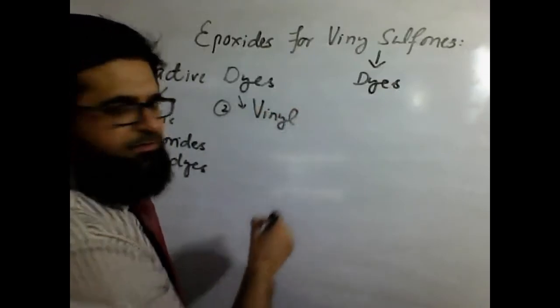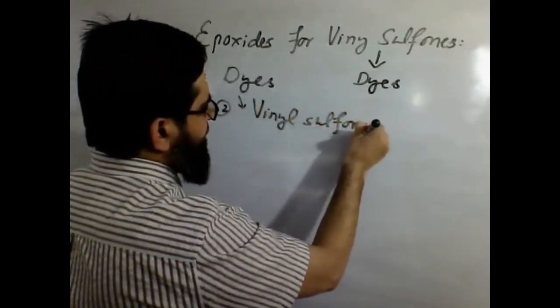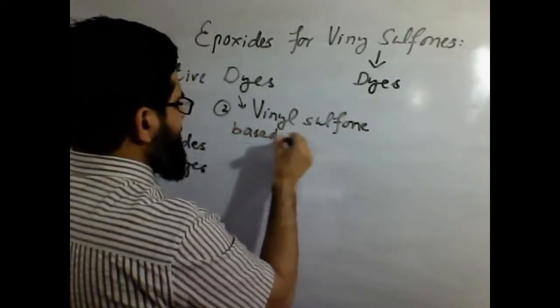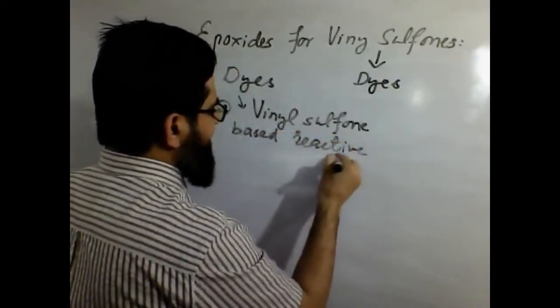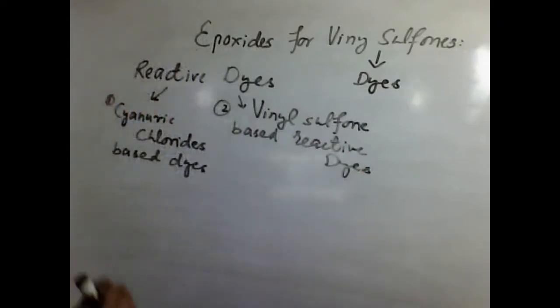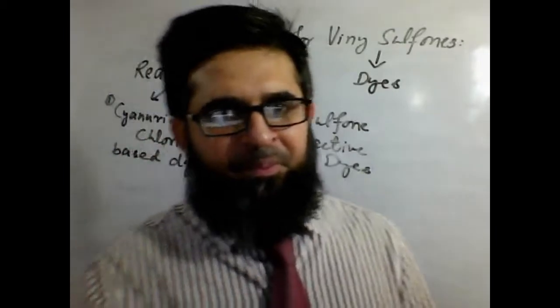The second type, I'll give you an example, is vinyl sulfone based reactive dyes. So reactive dyes are of two types. It was discussed in my last lecture.